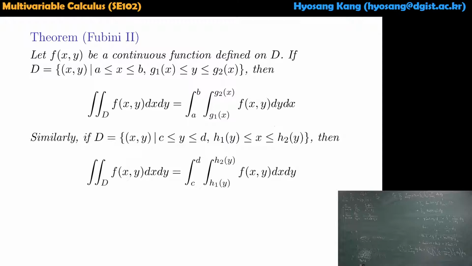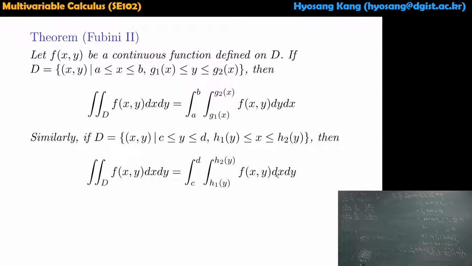is equal to the iterated integral of y first and x next. Here the limits of y range from g1(x) to g2(x), but that's okay because x is considered a constant, so we can take these two limits as if they were just numbers. However, if you take the representation of D the opposite way, for example, if y ranges from c to d and x ranges according to y from h1(y) to h2(y), then you can change the order of the iterated integral to compute the definite integral.